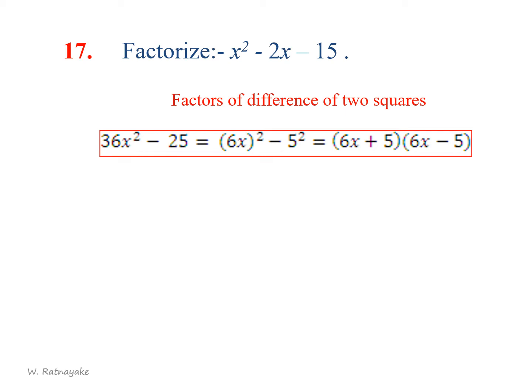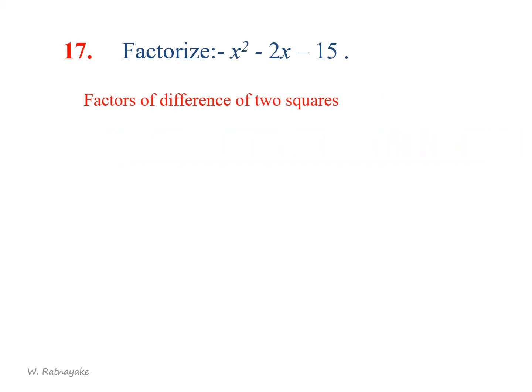And if you want, we can write the difference part first and the addition part second. Then it will be (6x minus 5) times (6x plus 5). So that change we can do, but the answer is correct. That is about difference of two squares. We will discuss some examples for the other one, that is quadratic expressions.